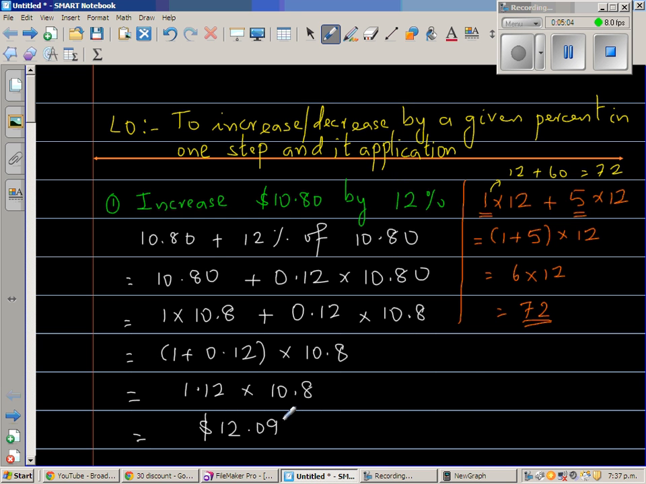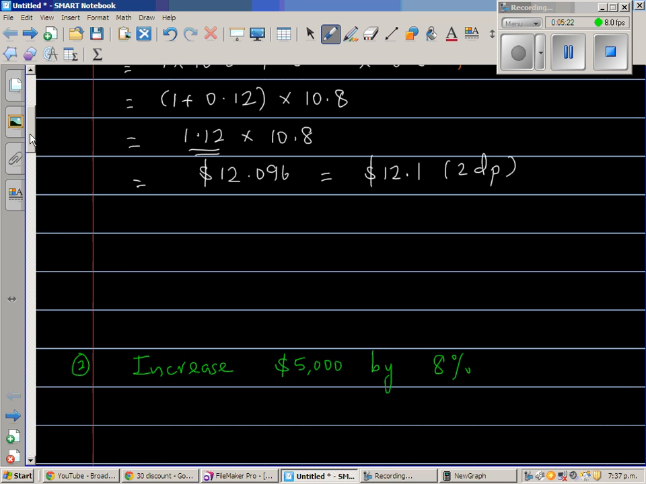Now, if you want to write this to 2 decimal places, this is the same as 12.10, or 12.1. So this is very important. This process is very important. Okay, so let me take one more example.